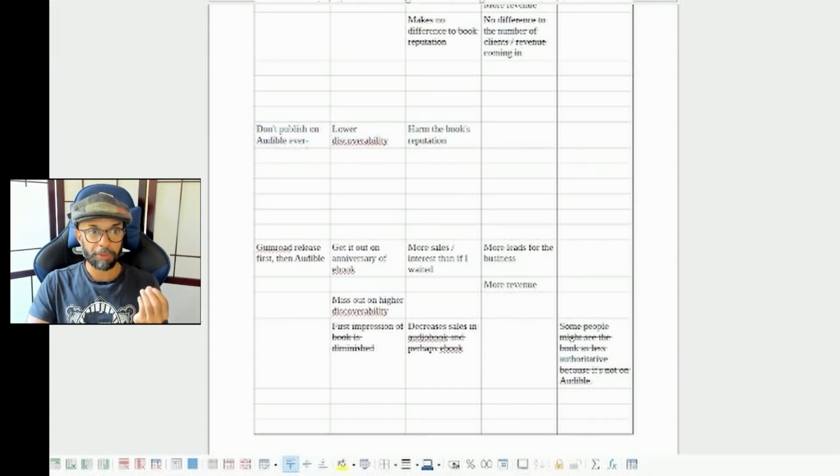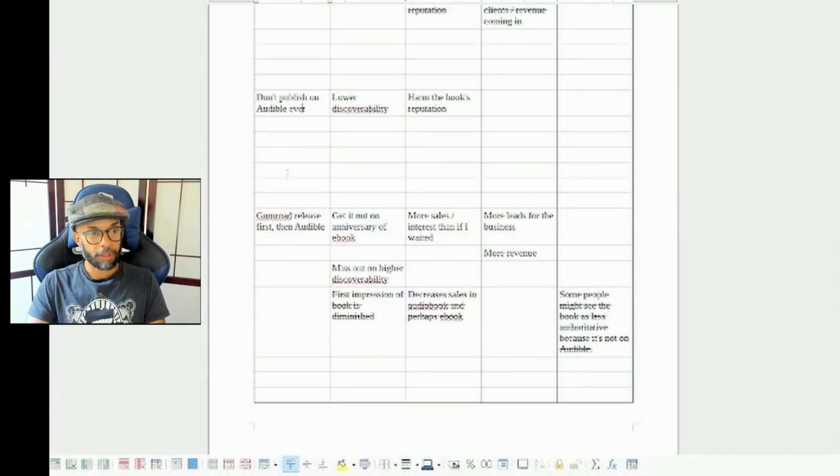So if I don't publish on Audible ever, then I'll probably get low discoverability. I'll probably harm the book's reputation. It probably suggests that not publishing on Audible ever might be a non-starter, as in I should always be considering publishing on Audible at some date. And so then we come to Gumroad release first and then Audible.